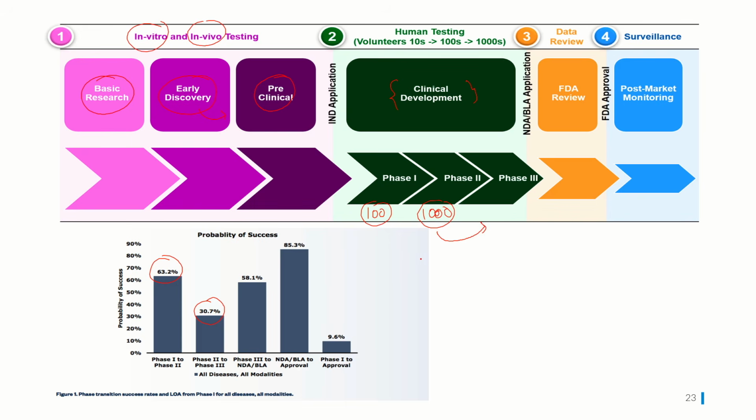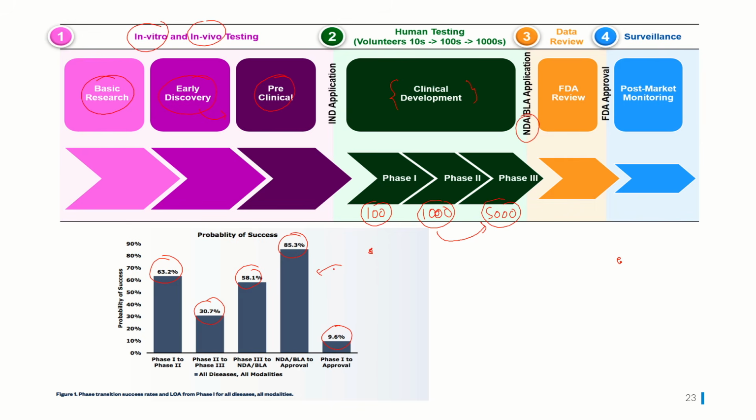But if you have reached phase 3, you will be testing it on around 5000 humans. After successfully getting your results in phase 3, you move to NDA, that is new drug application. The probability is around 58%. And after this, if you have tested this completely and are getting approval from the FDA, the probability is really high, around 85%. So overall, from phase 1 till getting approval, the probability of success is very low, 9.6%.